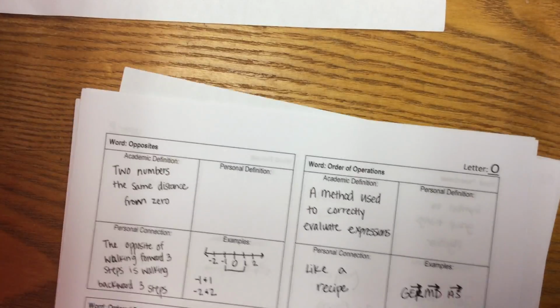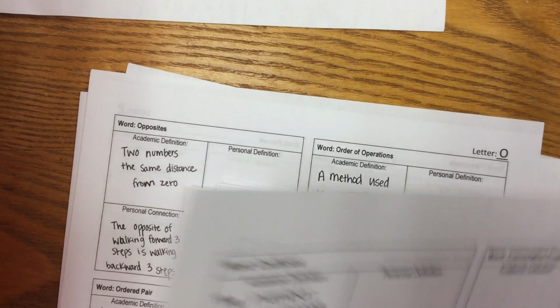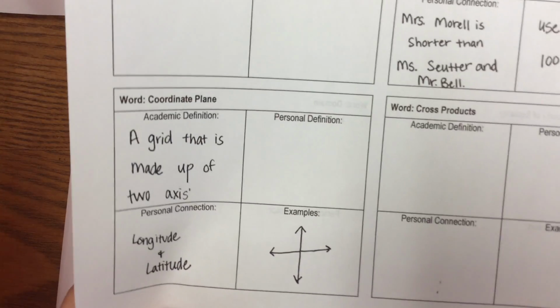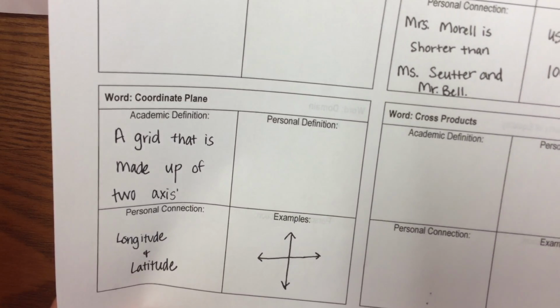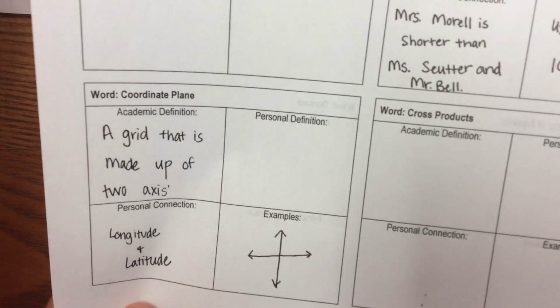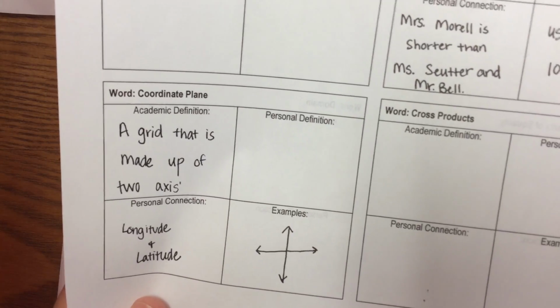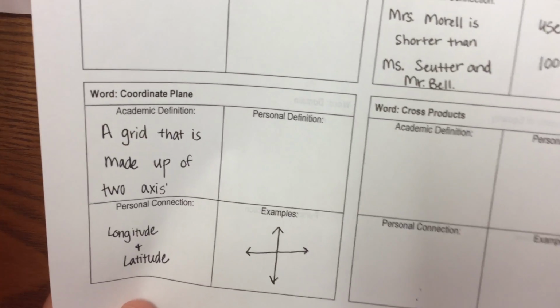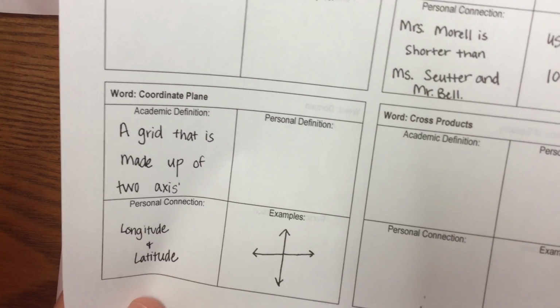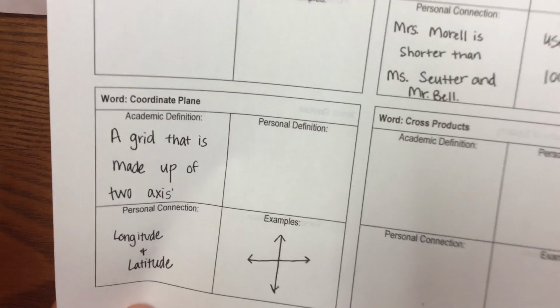Okay, next is coordinate plane, C, coordinate plane. C, that's on page 3. So coordinate plane is a grid that is made up of two axes. So you put an apostrophe there because it ends in an S. So that's just the kind of a graph there. And a personal connection, I've been helping some students with their geometry, and they've been talking about longitude and latitude. So if you've been taking geography, you know about latitude and longitude.